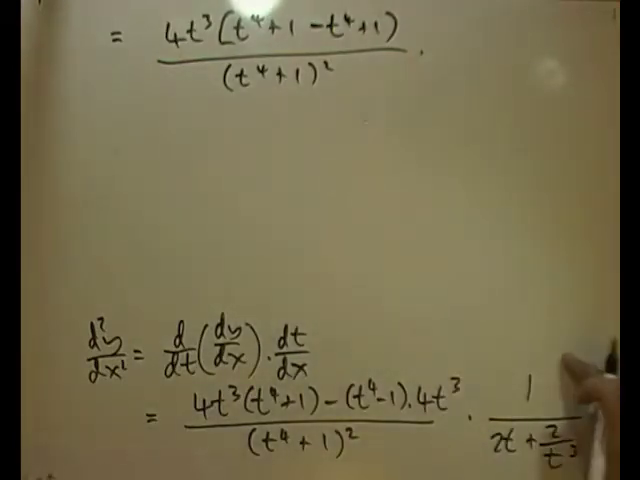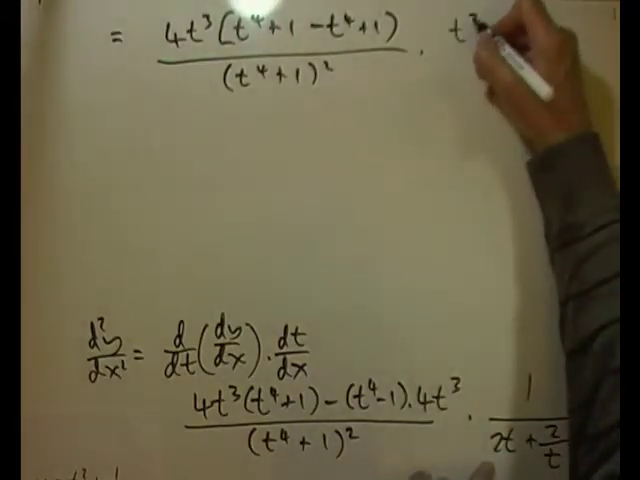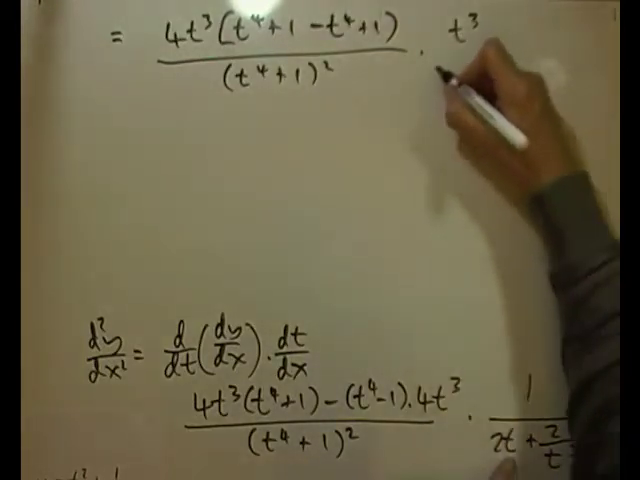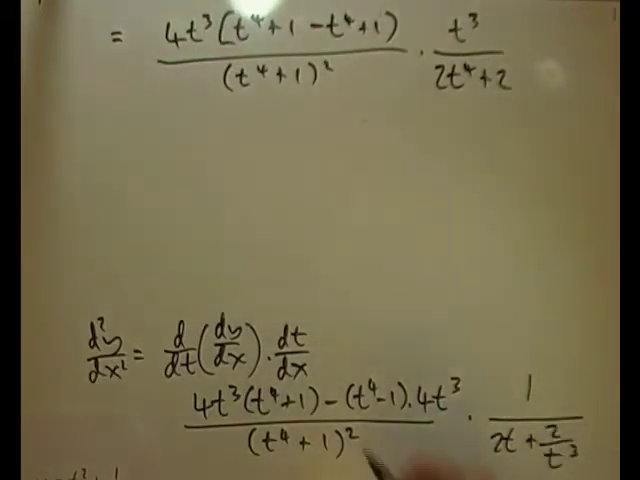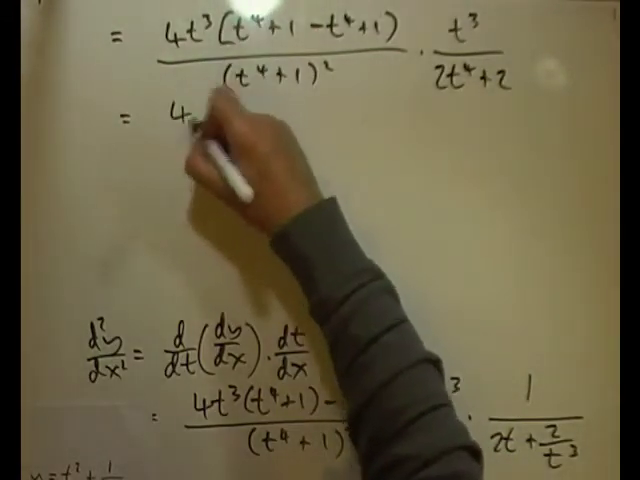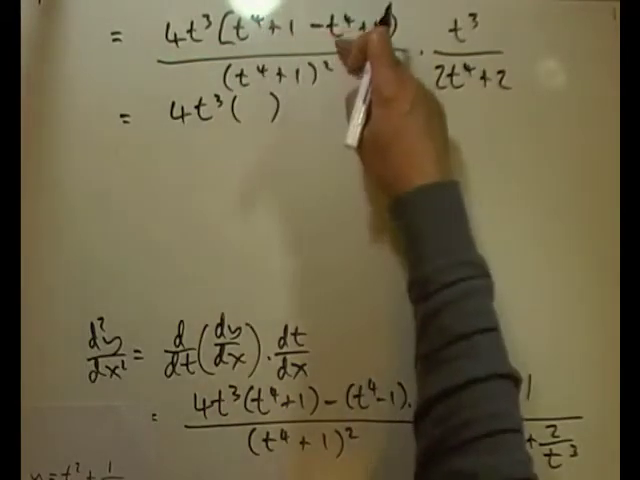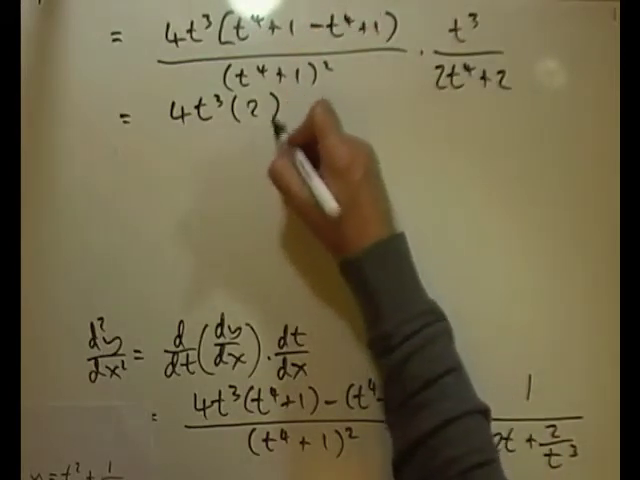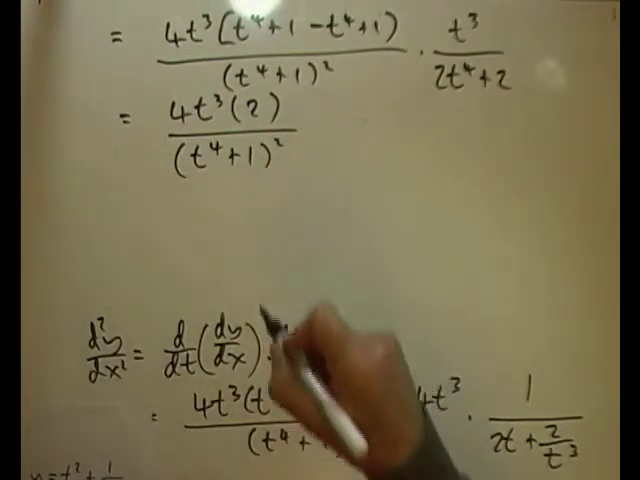While I'm at it, I'll sort out this fraction, which can be dealt with independently. That's a separate multiplying fraction to this one, so multiply all three parts by t cubed, and that will sort it. So I'll have t cubed over 2t to the 4 plus 2. Right, whilst I'm tidying this bit up, I've got 4t cubed times t to the 4 minus t to the 4 disappears, plus 1 makes a 2, all over t to the 4 plus 1 squared.